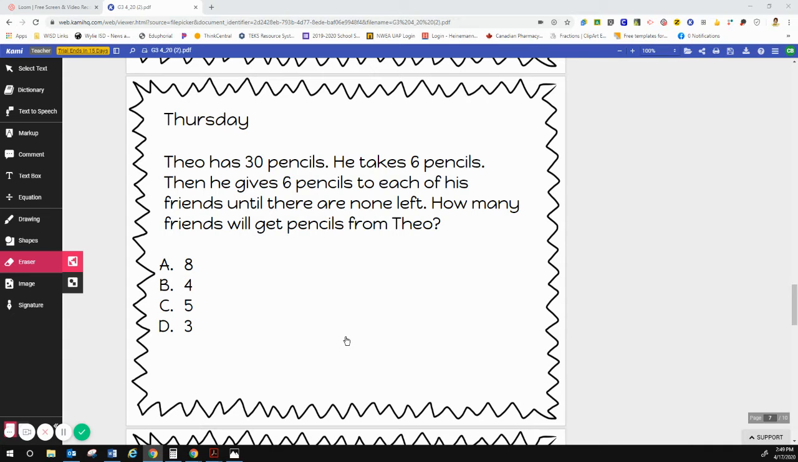Guys, let's check out Thursday's warm-up. Theo has 30 pencils. He takes 6 pencils. Then he gives 6 pencils to each of his friends until there are none left. How many friends will get pencils from Theo?